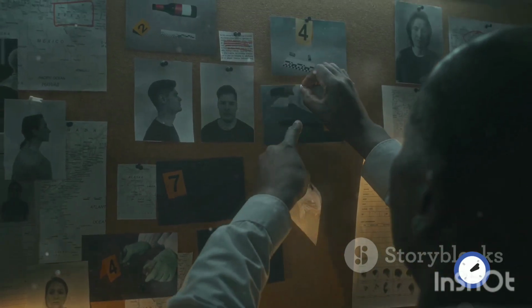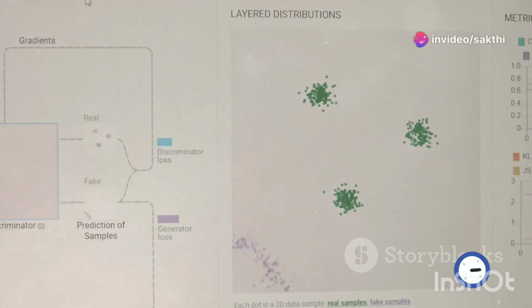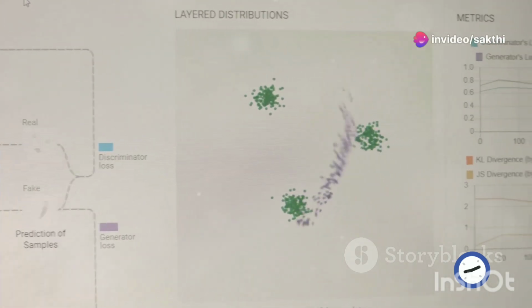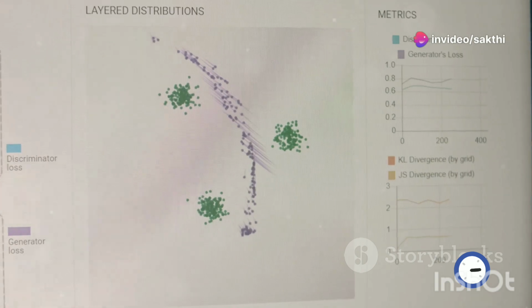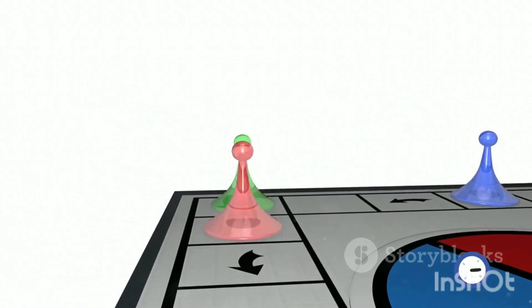The KNN algorithm is like a detective who looks for clues. But instead of fingerprints, it looks at data points. It's all about finding the nearest neighbors of a data point to figure out what group it belongs to. It's like a game of which one of these things is not like the other.